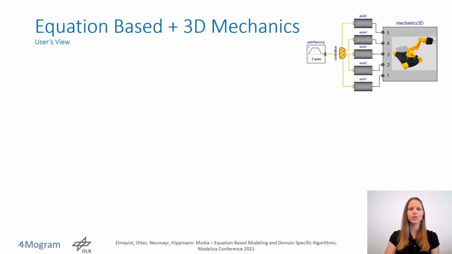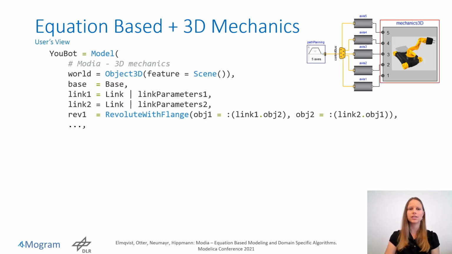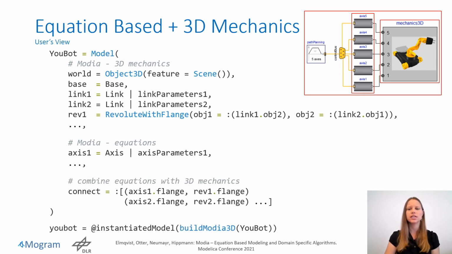Let's build up a U-bot model. It consists of the 3D mechanics, where we already introduced two links, and those are connected via a revolute joint. It is driven by a motor, and the equations are connected via its flanges. At last we need to instantiate the model. But beforehand, the domain-specific function buildModia3D needs to be called.